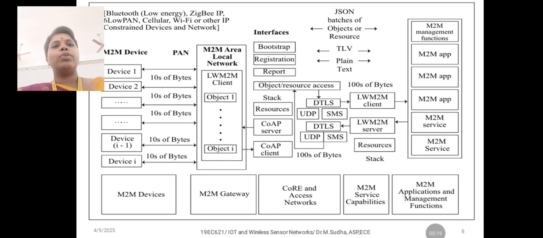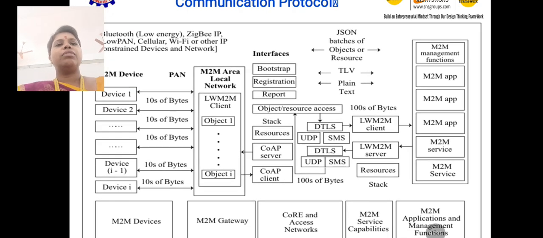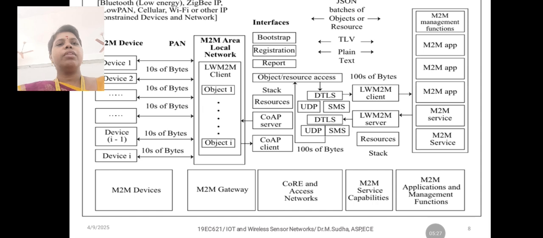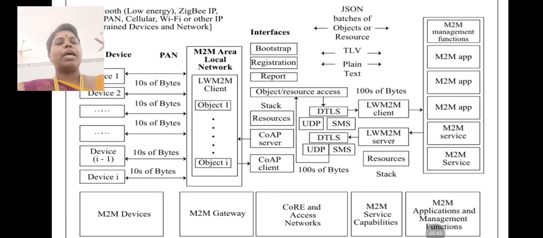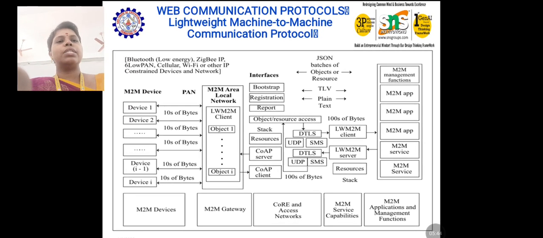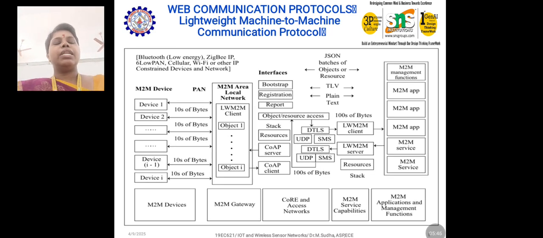The structure is somewhat elaborated, and the main resource here is the web server. This web server consists of DTLS, UDP and SMS. All those protocols are available here, as well as the client, server and resources, and the M2M app and M2M services. All those things are exhibited in a proper way in the structure. So this is how the unconstrained machine to machine communication protocol structure looks.